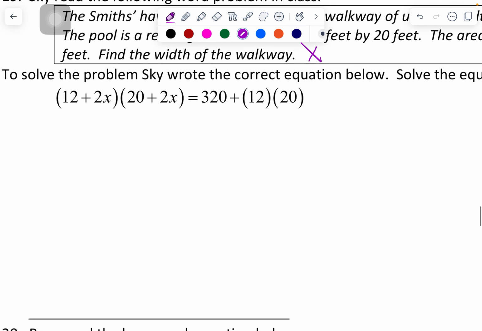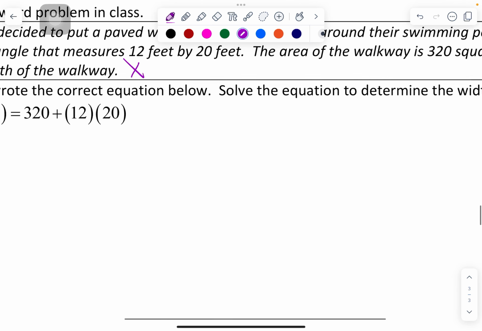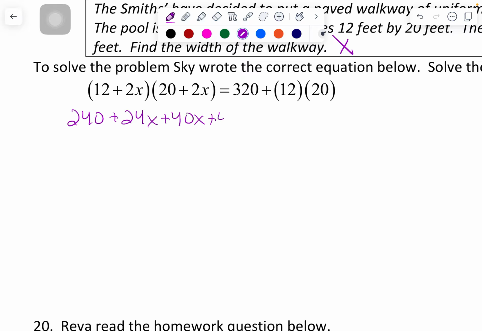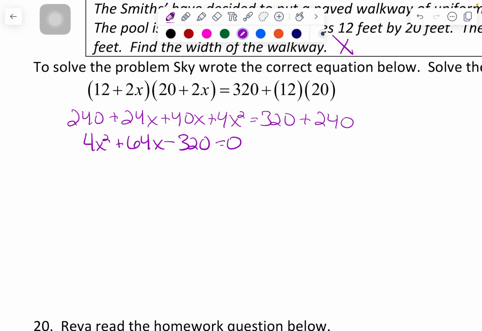Okay. So solving this equation, I need to fully distribute on the left side. So 12 times 20 is going to be 240 plus 24x plus 40x plus 4x squared equals 320 plus, I just did it, so 240. So cleaning up this whole mess and moving everything to the left side, I've got 4x squared plus 64x minus 320 equals 0.